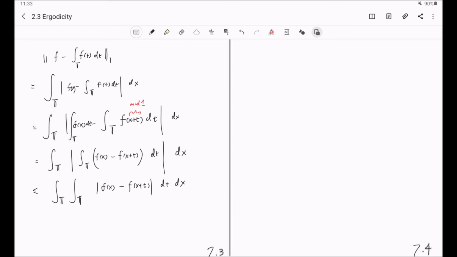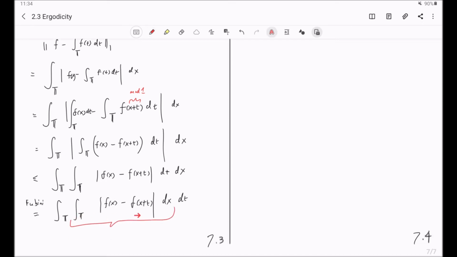However, by Fubini's theorem, you can flip those two integrals. So this, by Fubini's theorem, will be equal to the integral where we first integrate this function with respect to x and then by t. And now we look at this part. This part can be associated to the rotation. Do you see how? I'll let you think about it.